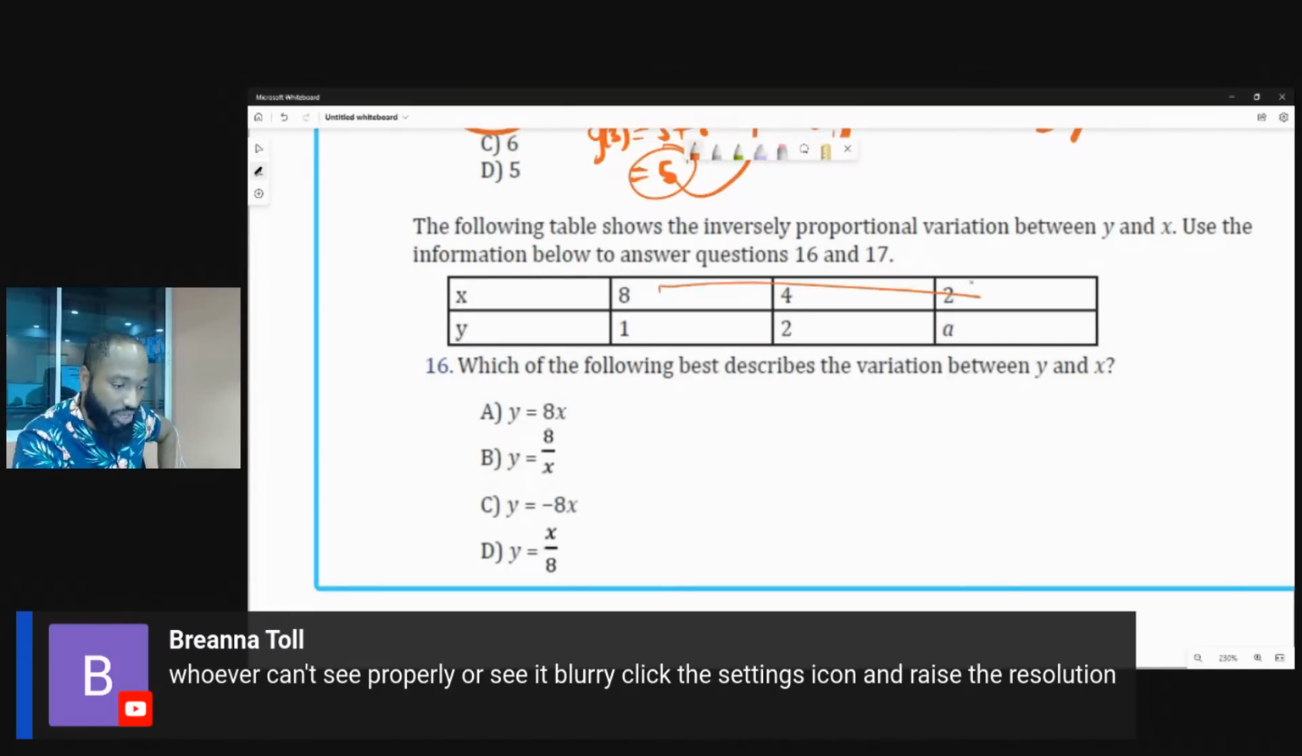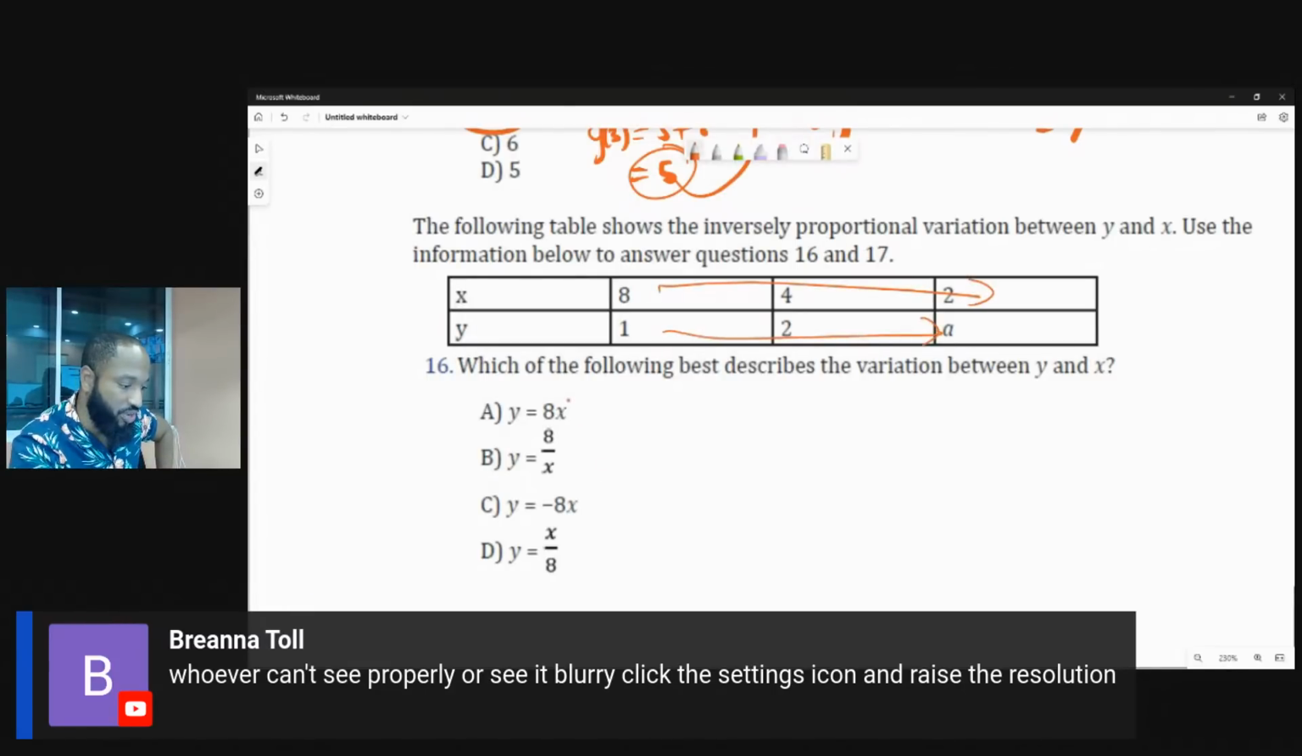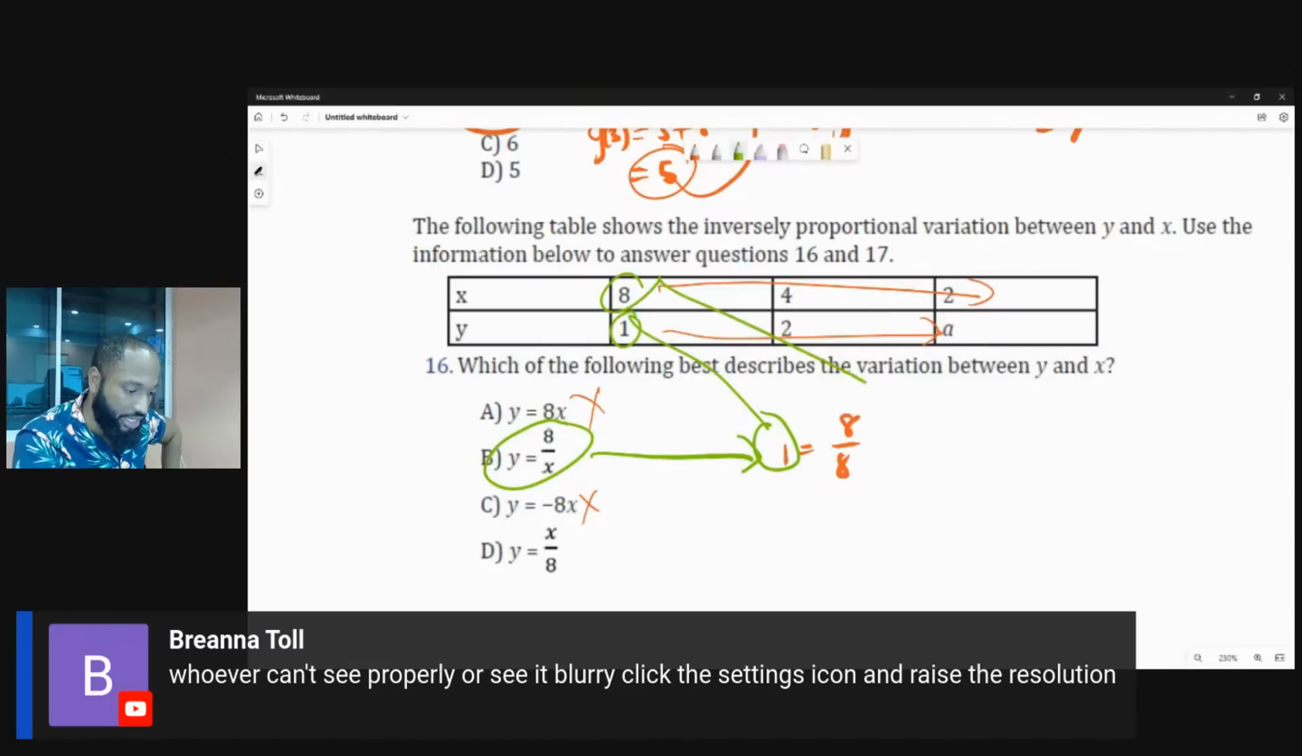Well, I'm seeing that this is going down and this is going up, so I already know it's none of these. It has to be an inverse relationship. So I can substitute values to see if it works. Like y here is 1 and x is 8, so 8 over 8. You all understand what happened there? I'm substituting the values here. y is 1, x is 8, and it works.